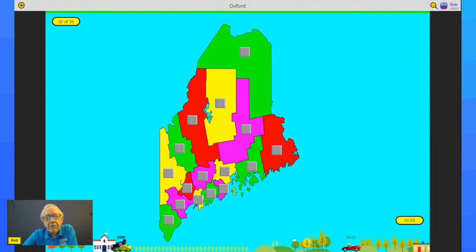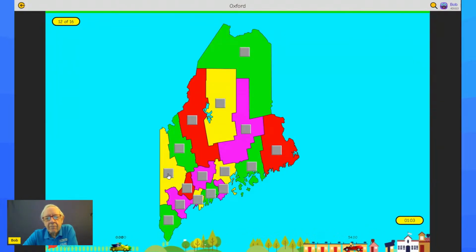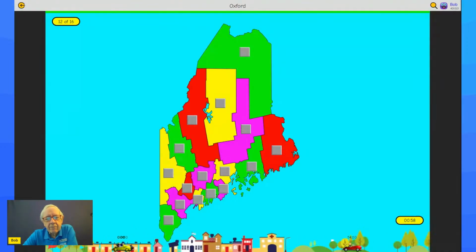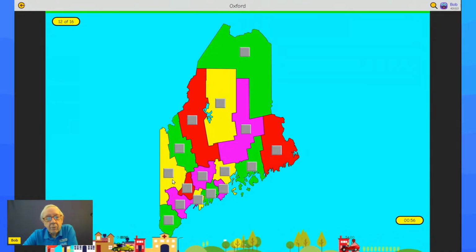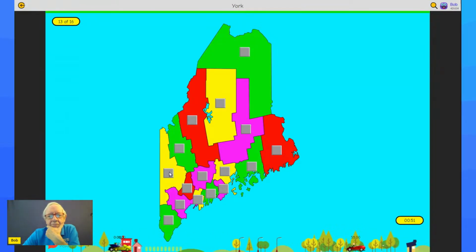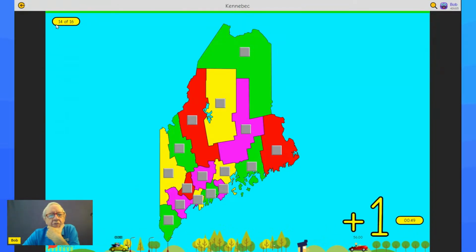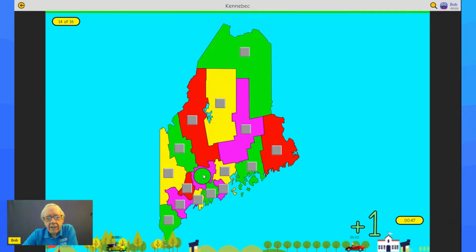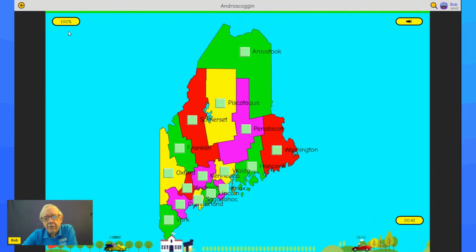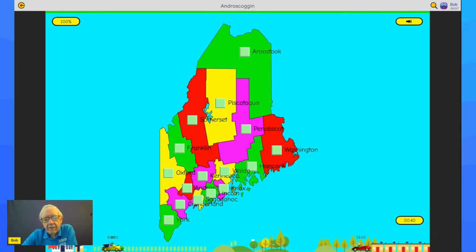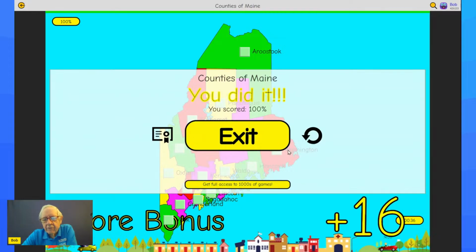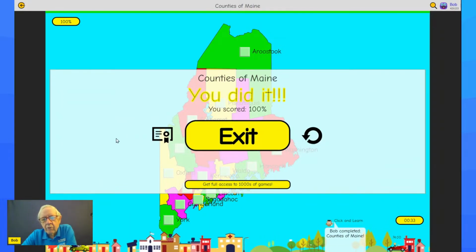You wonder where these counties get their name. Is this where John Hancock was from? I don't know. We can find out. Google knows. Okay, that's for Oxford. York. I've answered 14 so far. I got 2 more. Kennebec and Androscoggin, this red one. And I got 100%. And my little red car up here looks like I've got 74 smarts.